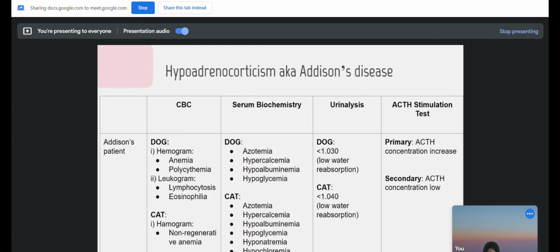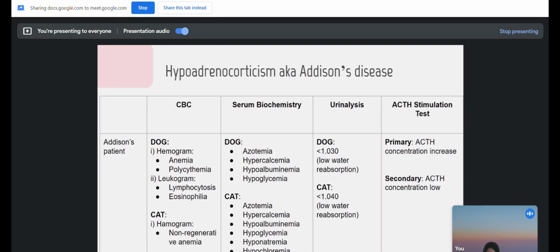Then we move to the serum biochemistry. Same as what happened in the dog that has been explained by Fatin before, a cat might suffer azotemia because of the poor water reabsorption. They also suffer from hypocalcemia, which indicates kidney disease, and hypoalbuminemia that corresponds to the hypercalcemia. The patient also has hypoglycemia regarding the lack of cortisol in the blood glucose level in the blood circulation.